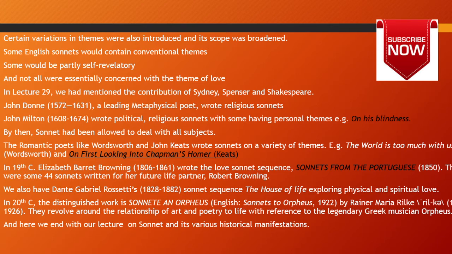Of course the theme of love still survived, and it was used by many poets for writing sonnets, but there were other themes also that came into play. If you remember, in our last lecture, number 29, we had a discussion about the contribution of Sir Philip Sidney, Spenser, and then William Shakespeare. So we leave them here and we move forward to John Donne, who was a leading metaphysical poet.